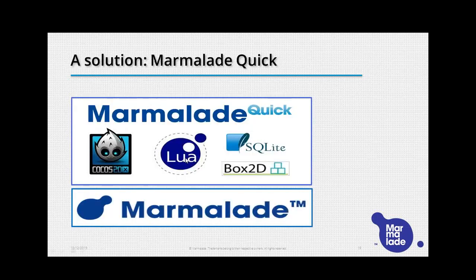What it is, it's pure middleware that runs on top of Marmalade. It uses Cocos2D internally, uses Lua as its main language, and SQLite and Box2D for physics and file handling internally. But you also get access to quite a lot of regular Marmalade APIs, which is kind of the interesting thing with Quick. So there's a lot that Quick does out of the box, but you can also extend that to do a lot of interesting things that you can't do with a lot of other 2D engines.